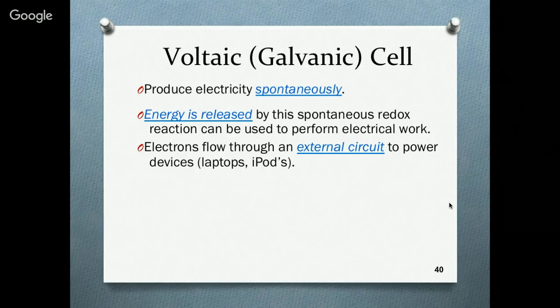Electrons are going to flow through a circuit, and that's how we get the electricity that you're probably using to use Remind to text me right now.